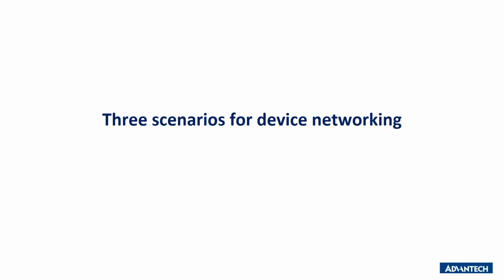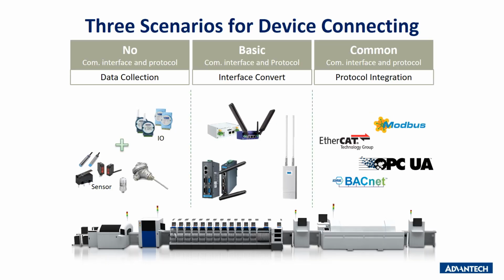To import the IoT into the field, there are three scenarios for device networking. There are three scenarios for device connection, including no communication interface and protocol, having a basic communication interface and protocol, and supporting a common communication interface and protocol.